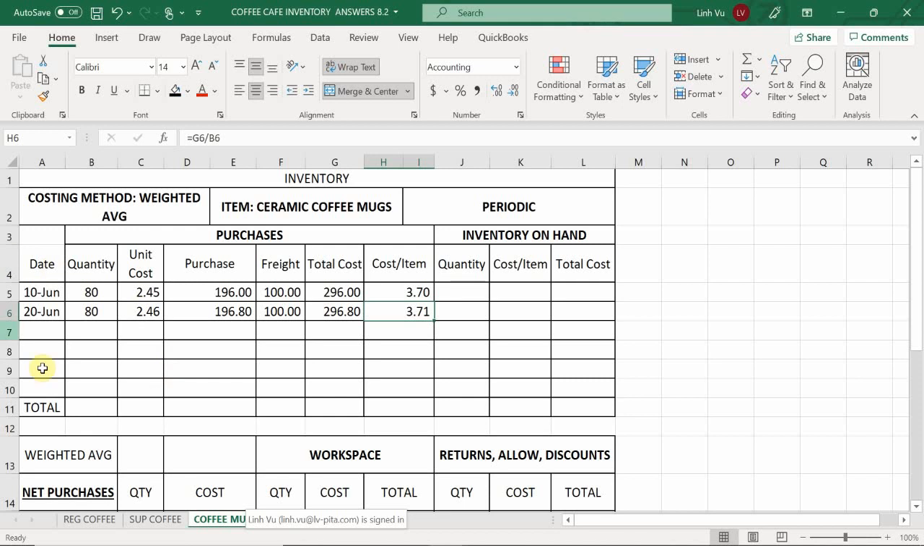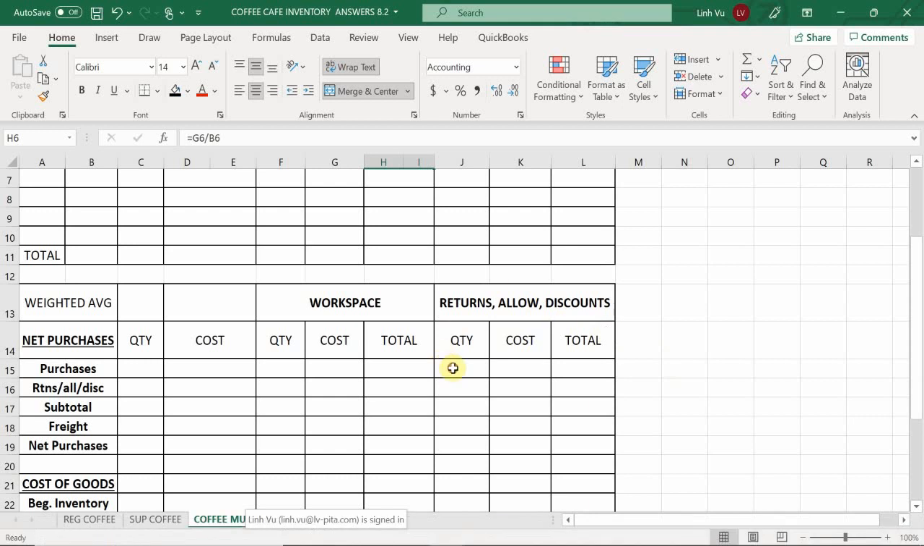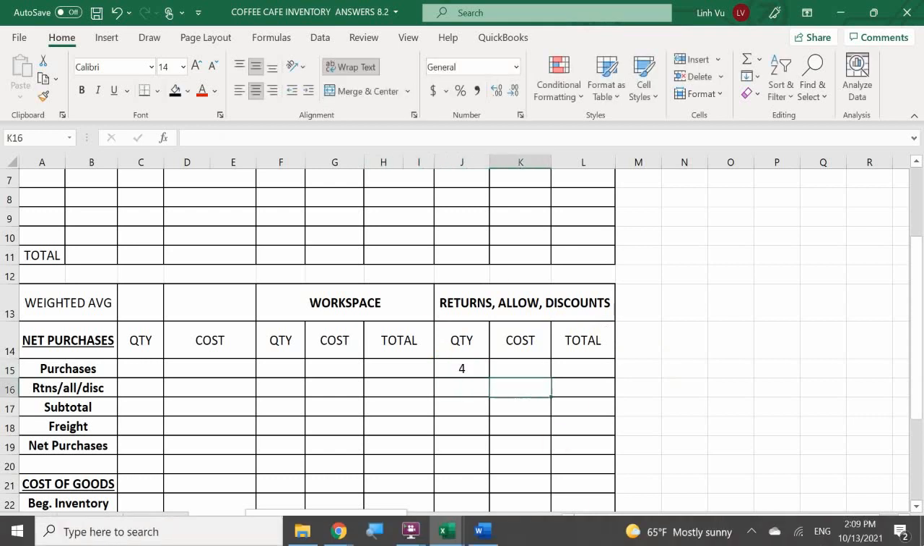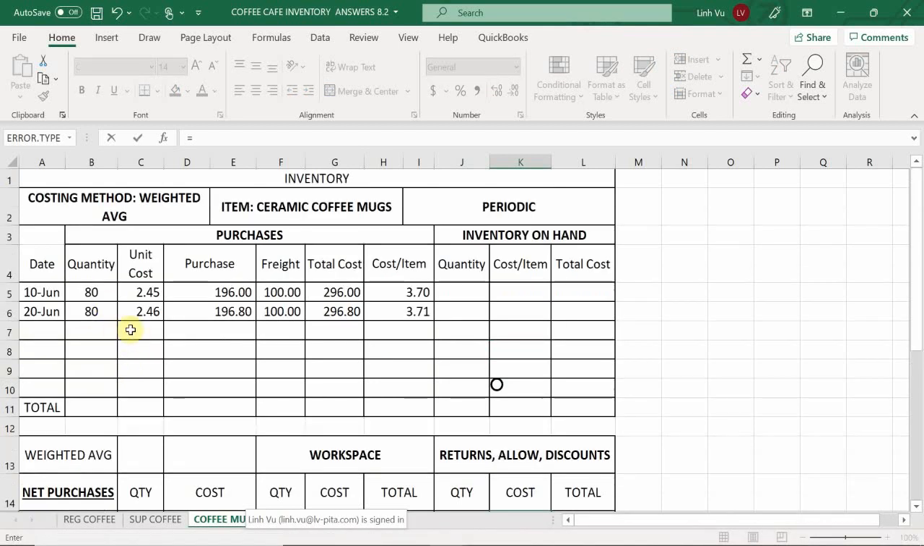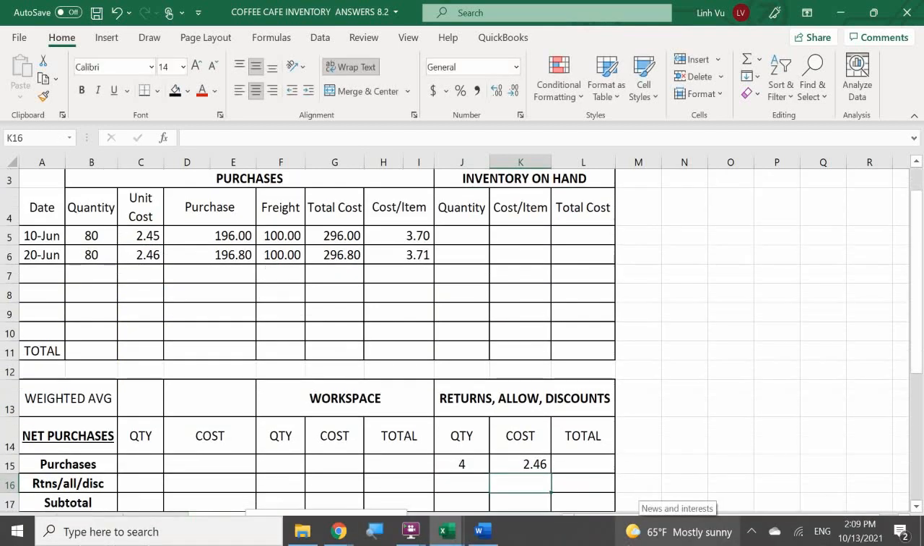$2.46, right? Not $3.71, because $3.71 includes freight. So $2.46, okay? Down here in the purchase returns and allowances, we are returning 4 cups for the price of $2.46. If we multiply that together, how much is my total refund? $9.84. Okay, so there you go.